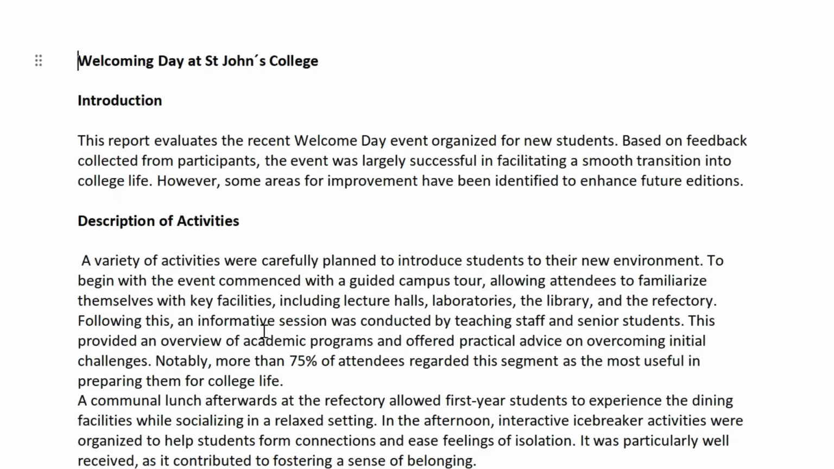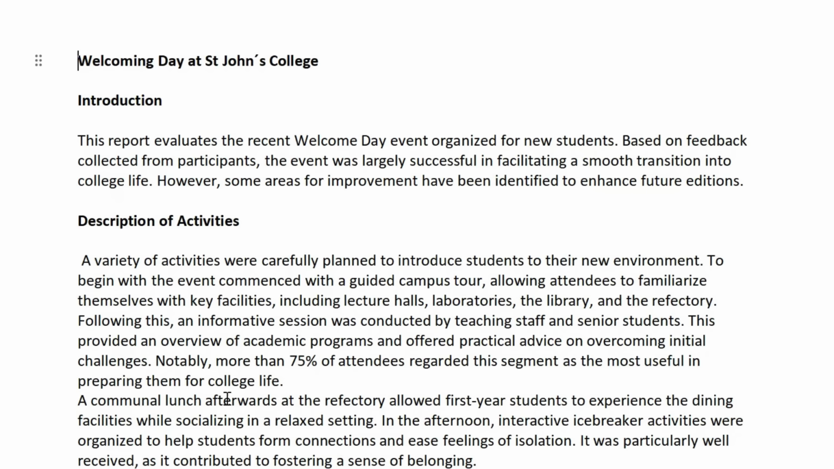Following this, an informative session was conducted by teaching staff and senior students. This provided an overview of academic programs and offered practical advice on overcoming initial challenges. Notably, more than 75% of attendees regarded this segment as the most useful in preparing them for college life.